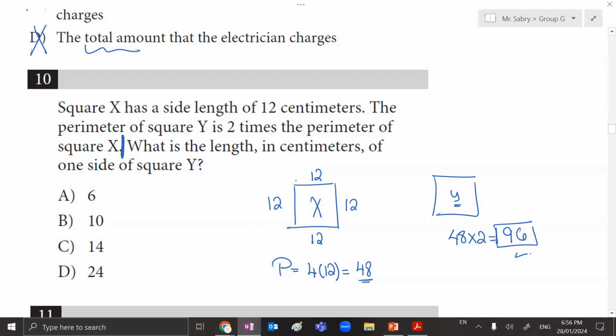They're asking what is the length of one side of square y. Since all the sides are equal, I'll divide the 96 by 4, because they're all equal to each other, and I think it would be 24.